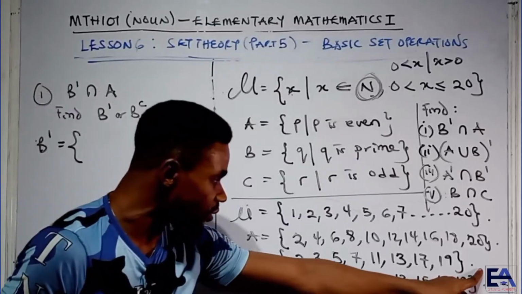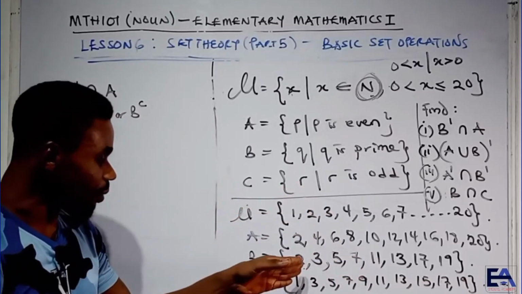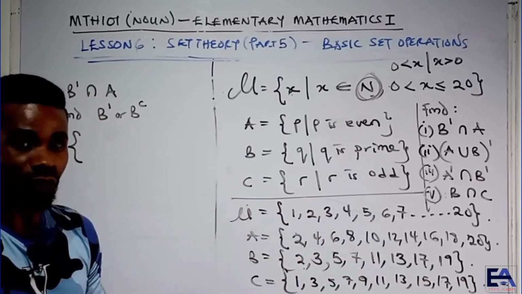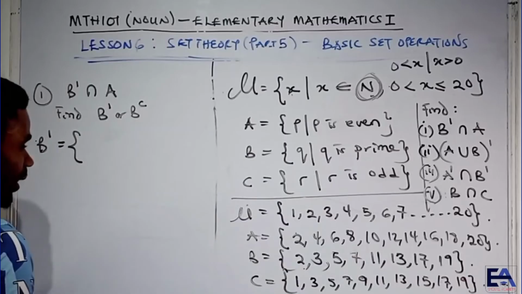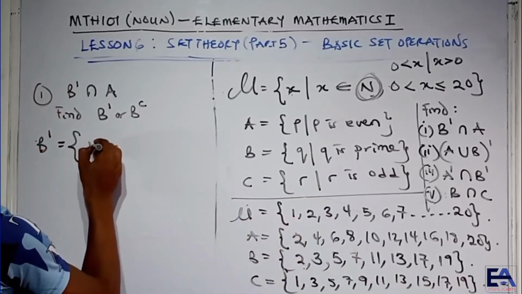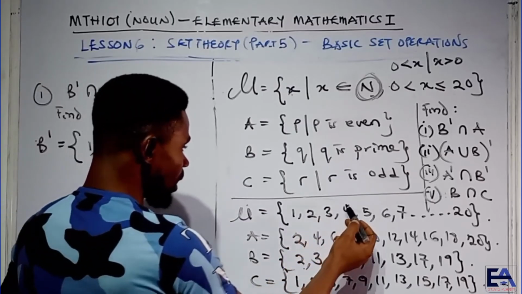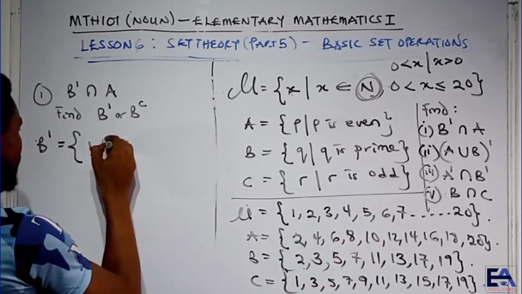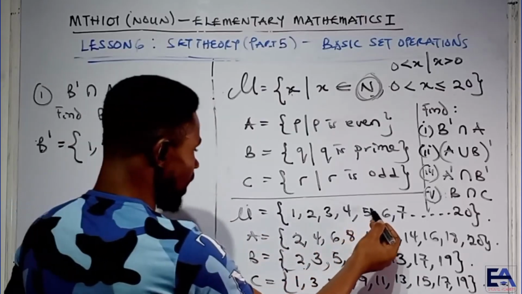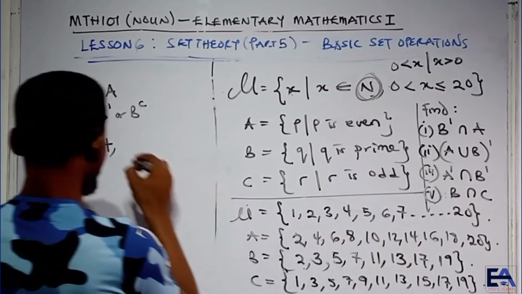B is all of this, right? So every element that can be found in the universal set but cannot be found in B is the complement of B. So let's fetch out those elements. The universal set contains 1, so 1 is not here. The universal set contains 2, but 2 is here. It contains 3 and 3 is here. It contains 4, 4 is not here. It contains 5, 5 is here. It contains 6, 6 is not here.